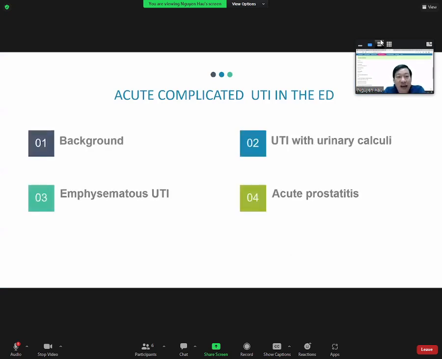Our presentation has three parts. The first part is background. Part two is some cases in our department in UMC. And part three, some tips in Vietnam to prevent kidney stones.